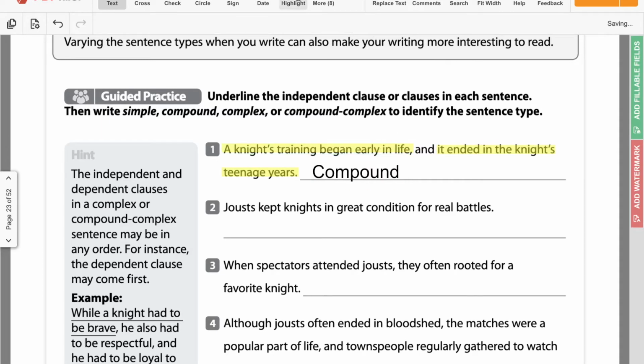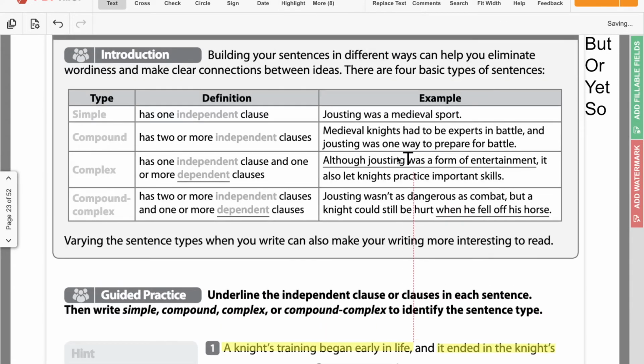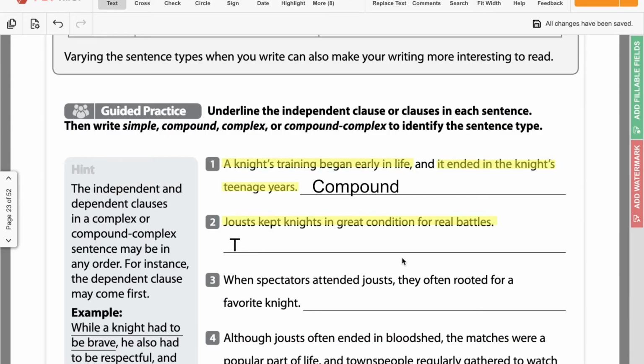Joust kept knights in great condition for real battles. Is there any commas or any of those conjunction words in there? No. Does this sentence make sense? Yes. So we have just one independent clause makes up the whole sentence, and that makes what kind of sentence? Simple. Because a simple sentence is just made up of one independent clause.